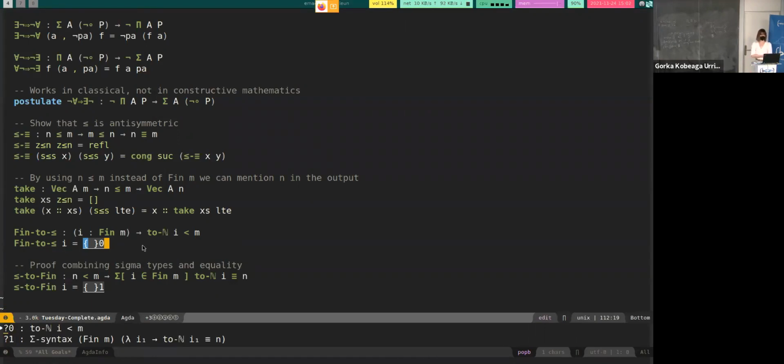And these 2 proofs are conversions from sets of size n to this less than relation. So in here we say that if you have a number I that is part of string n, then we can construct a proof that translating this I into a natural is smaller than n.